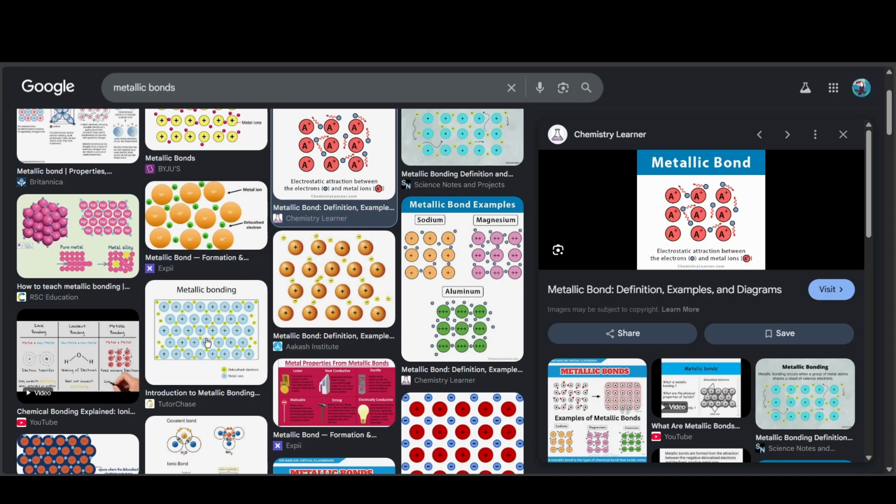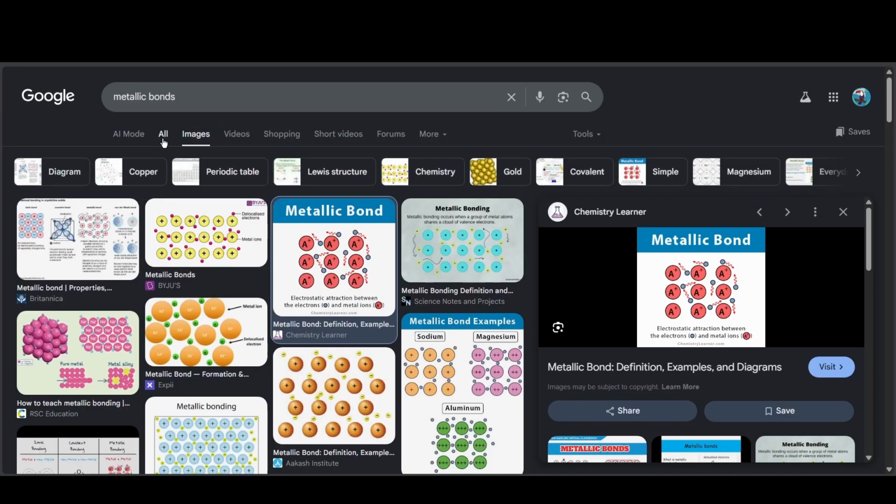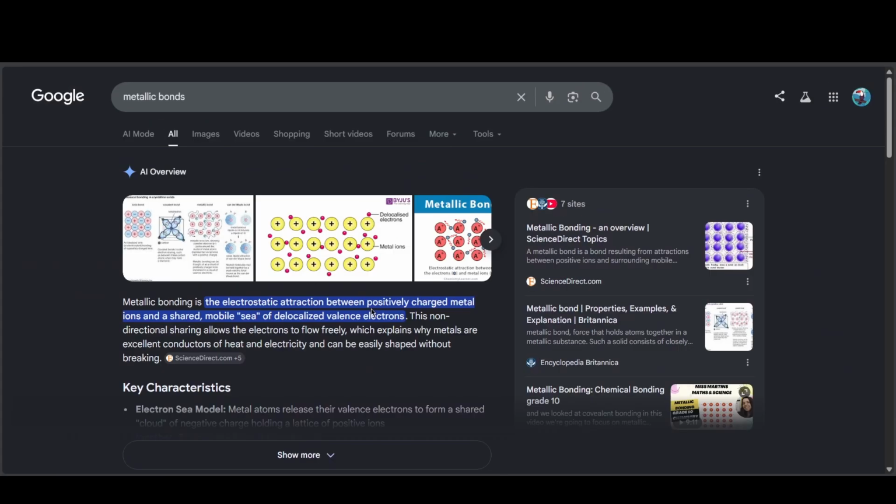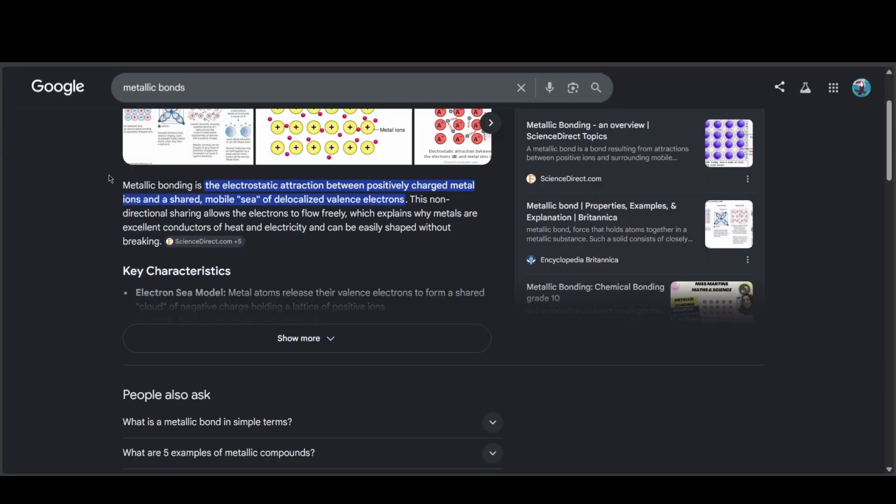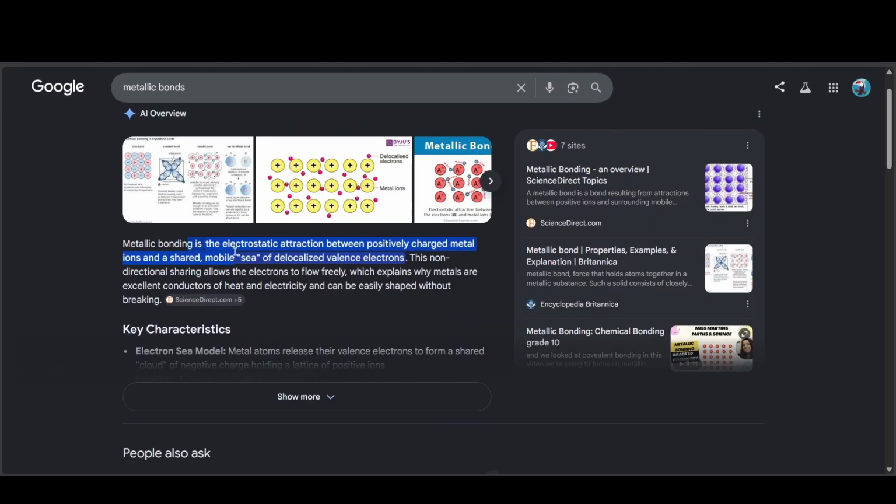So in metallic bonding, as I understand it, it's basically just the mingling of metal ions, the mingling of metal ions with electrons that are out of place. Okay, the valence electrons that are out of place is basically just them being attracted to each other.